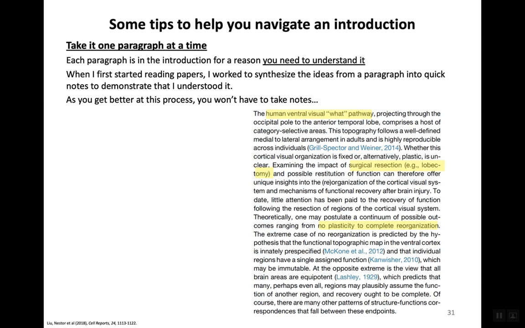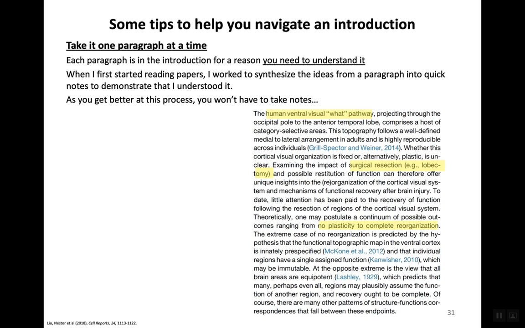This topography follows a well-defined medial to lateral arrangement in adults and is highly reproducible across individuals. Okay, so these are also relatively well-established ideas that we have encountered. There is a topography to how the ventral pathway aids object recognition, and we also know that there is a systematic structure which is reproducible across individuals. So nothing truly new up to this stage. It's just setting up the study.